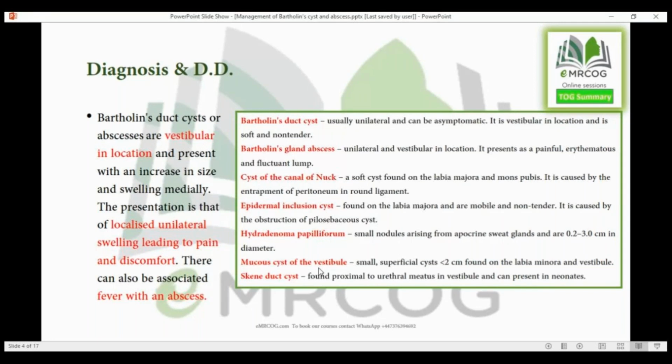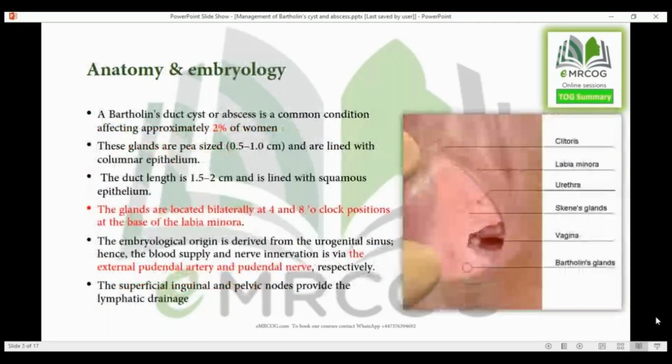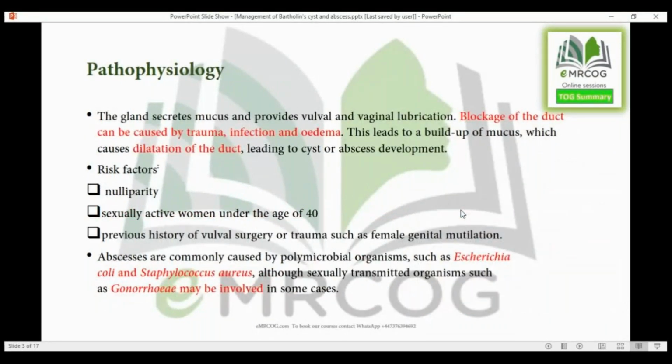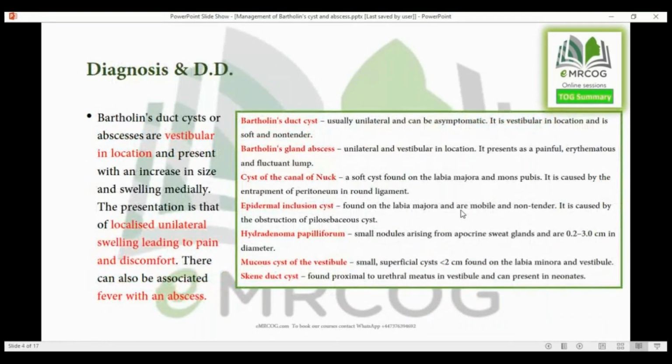Skene duct cyst, which is a very important one, will usually be found proximal to the urethral meatus, not in the same site as the Bartholin cyst. It will be here, next to the urethra. And it also will happen when you have an inflammation in the Skene duct, or inflammation in the gland itself. But its site is very, very characteristic, so I don't think you are going to misdiagnose this.